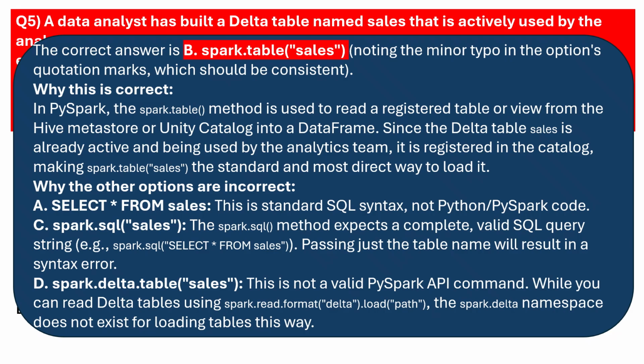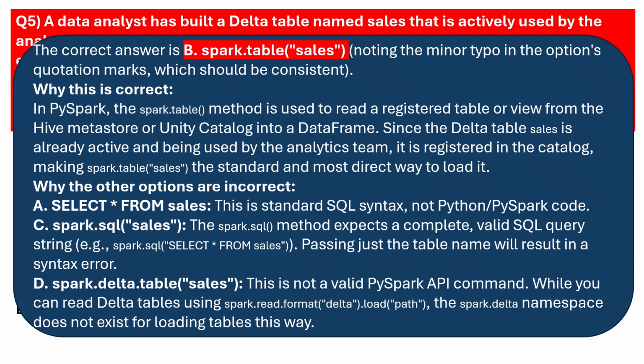Why this is correct. In PySpark, the spark.table method is used to read a registered table or view from a Hive Metastore or Unity Catalog into a DataFrame. Since the Delta table Sales is already active and being used by the analytics team, it is registered in the catalog, making spark.table("Sales") the standard and most direct way to load it.